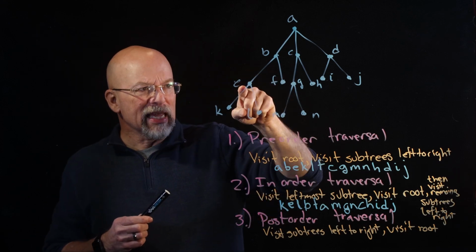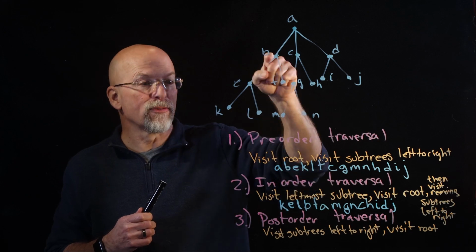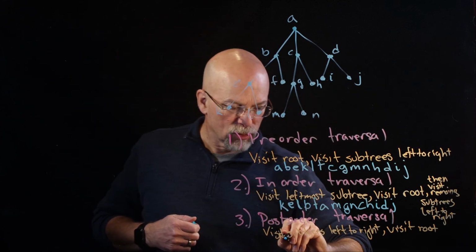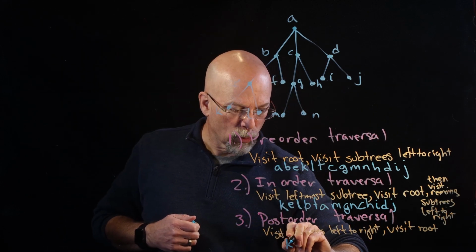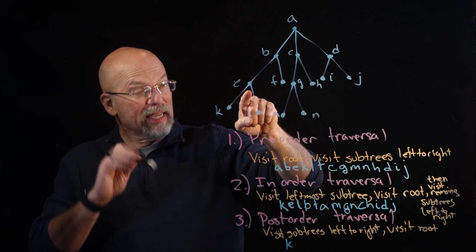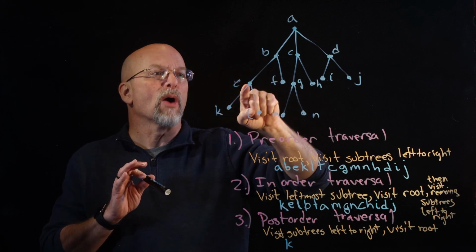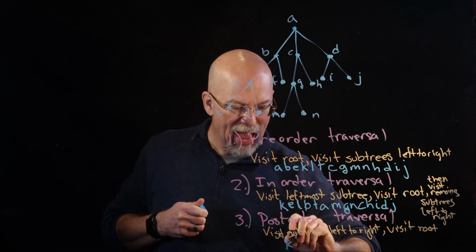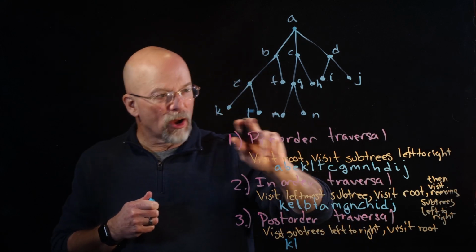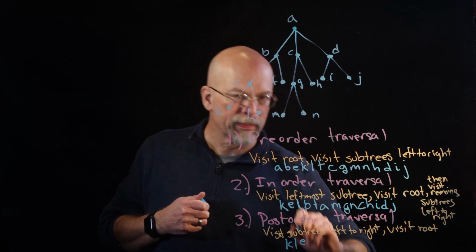Then we go down to E. Well, E is a root of subtrees K and L. So we first visit K. So just like with in-order, we visit K first. Now, we go back up, but unlike in-order, which says we visit this E first, no, we go up and back down to visit L first. Then once all the subtrees of E have been visited, now we can visit E.